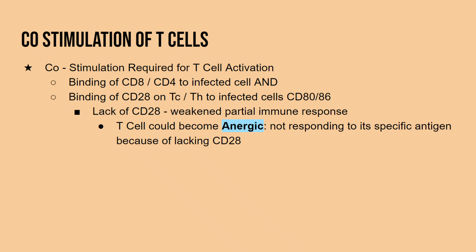And if you have a lack of CD28 specifically, then you have a weakened, partial immune response, and the T cell could become anergic, which means that it's not responding to a specific antigen because it's lacking that marker, which is preventing it from binding and initiating a complete response.